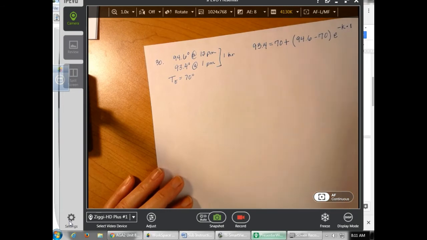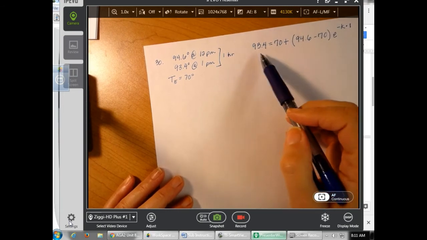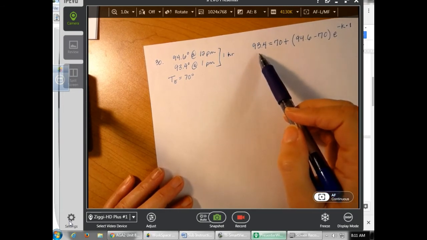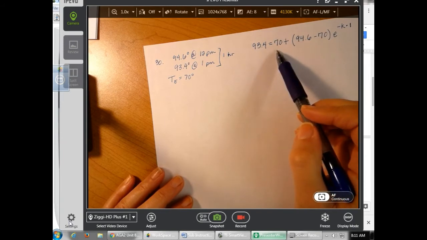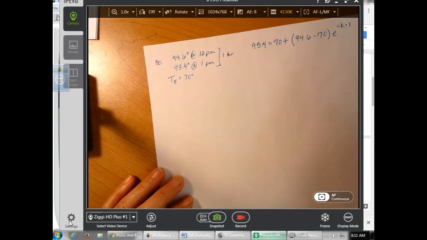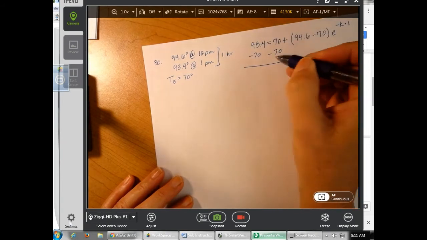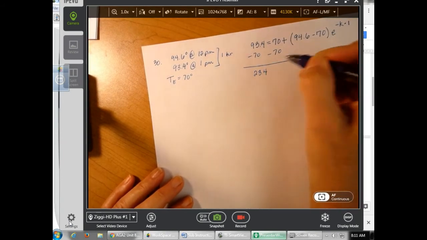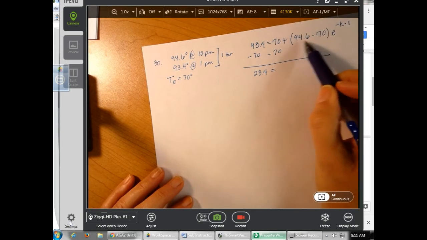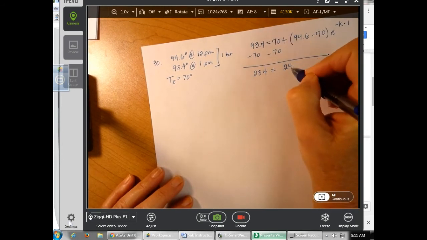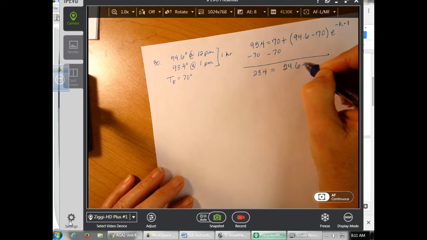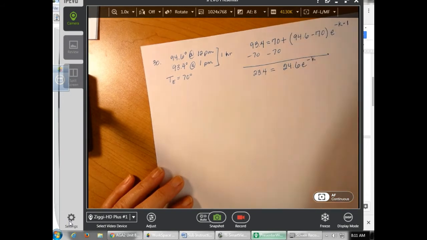So I'm going to simplify this down a little bit. Basically, we did some of this in class, but you're going to want to subtract over the 93.4. Actually, yeah, that's fine. We can do it that way. So we're solving without the calculator, because I think the first time we saw this, we did the graph. I'm going to subtract 70 this way, and I'm going to get 23.4 here. And then I'm going to get my coefficient here of 24.6, and then e to the negative k times 1, of course.